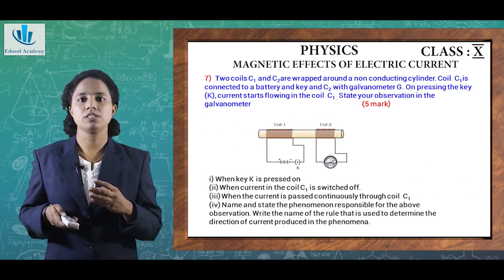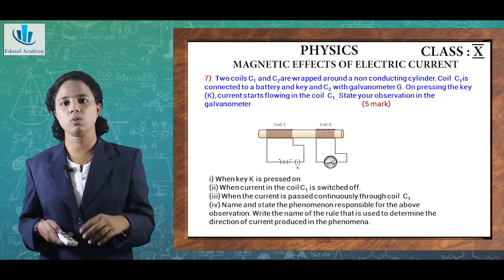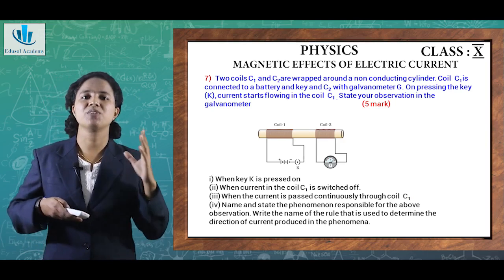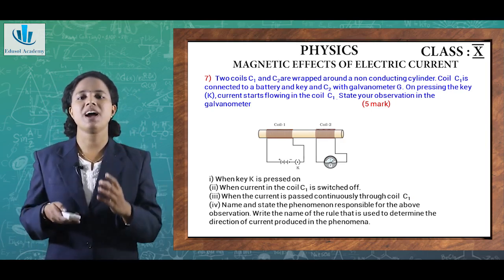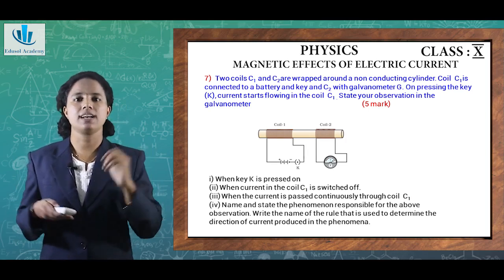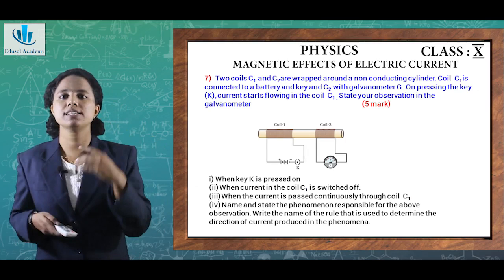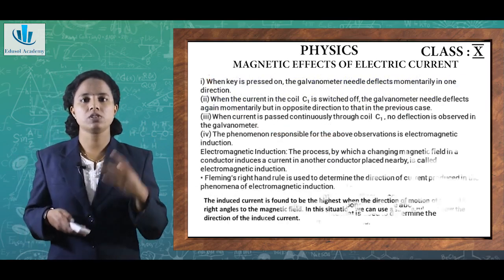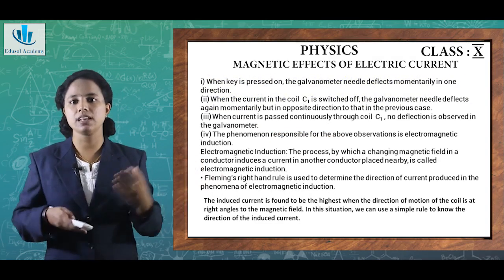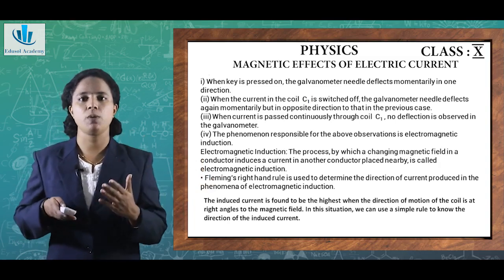And the final one which is asked is, name and state the phenomenon responsible for the above observation. Write the name of the rule that is used to determine the direction of current which is produced in the phenomenon. So, two coils are connected, there is a galvanometer, there is a key, and when one coil is showing a current, something happens in the other. So, we need to state and define that particular phenomenon.